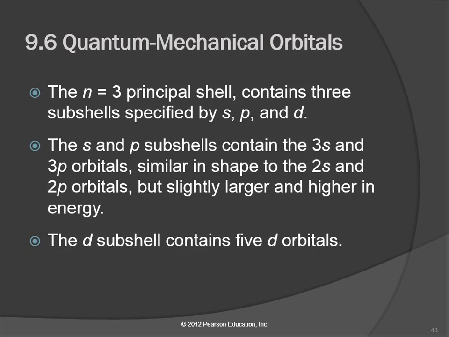So this kind of goes over some things I've already said. The third principal shell has 3 subshells, S, P, and D. So the third floor of the hotel has 3 rooms. Third floor, 3 rooms, S, P, and D. The S and P subshells, the rooms have 3s and 3p orbitals.